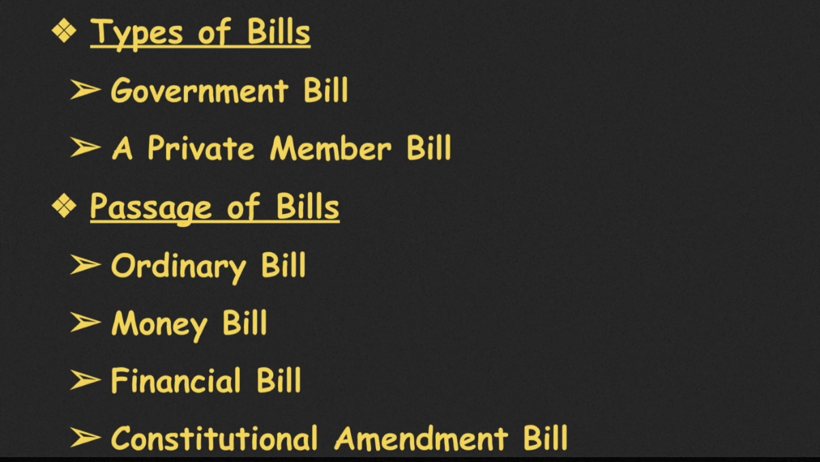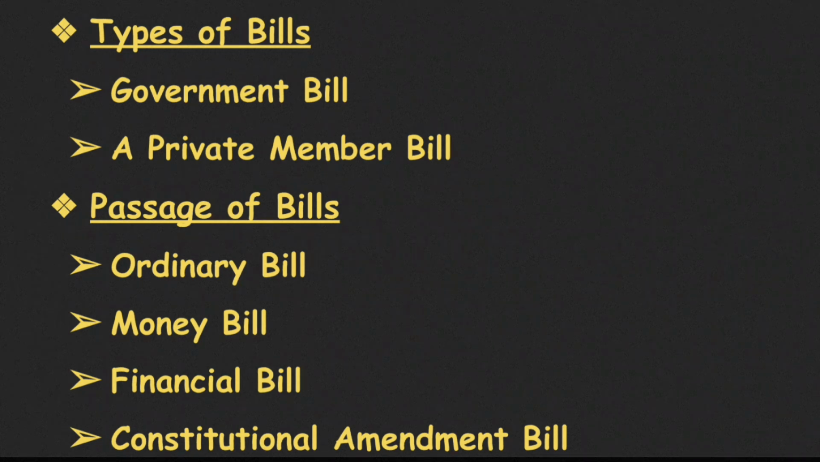Fifth is the declaring of any expenditure to be an expenditure charged on the Consolidated Fund of India, or increasing the amount of any such expenditure. Next is the receipt of money on account of the Consolidated Fund of India or the Public Account of India. The last condition is any matter incidental to any of the above matters. Whether the bill is a money bill or not is certified by the Speaker.